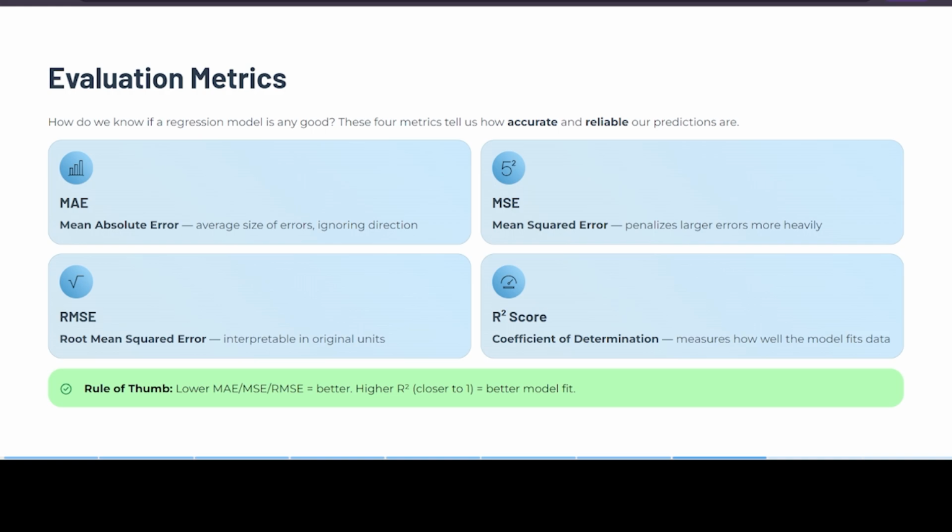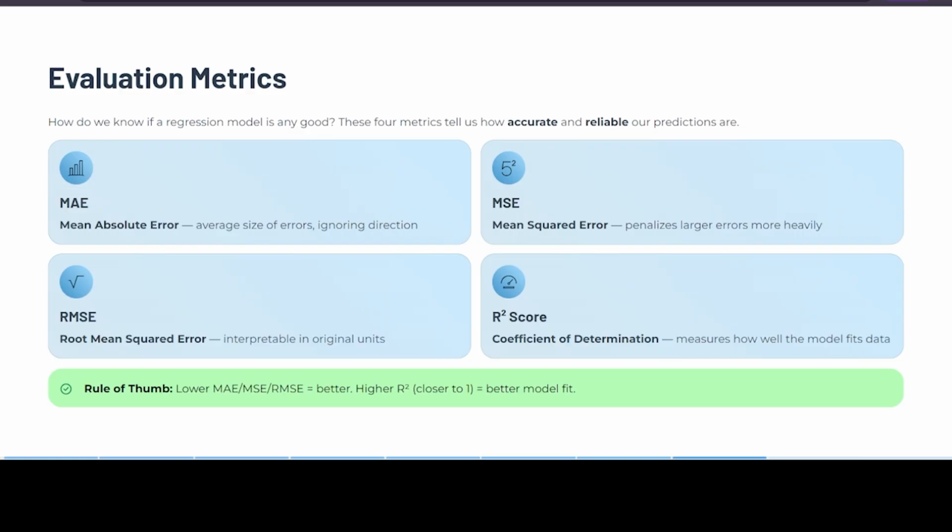Okay, evaluation metrics. Now you may wonder, how do we know whether our regression model is actually good? That's where evaluation metrics help us. Let's imagine something, guys. Suppose the actual house price is 50 lakhs. Our model predicts 49 lakhs. That's a very small error only.